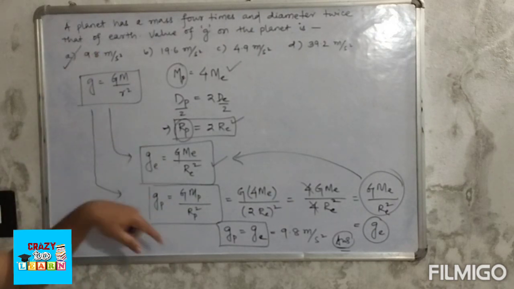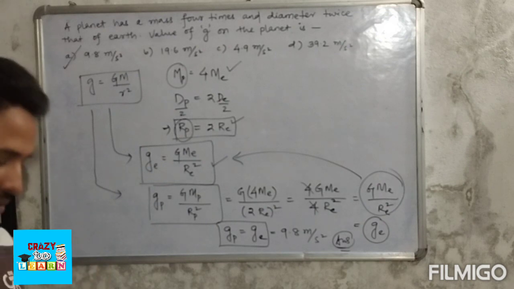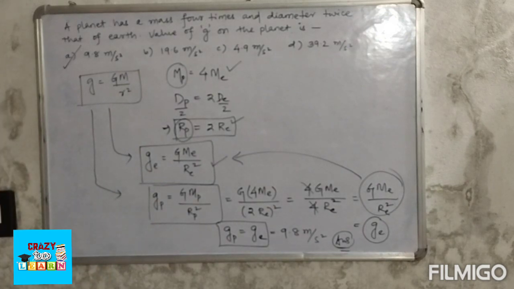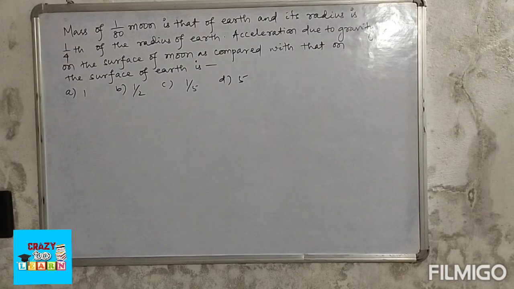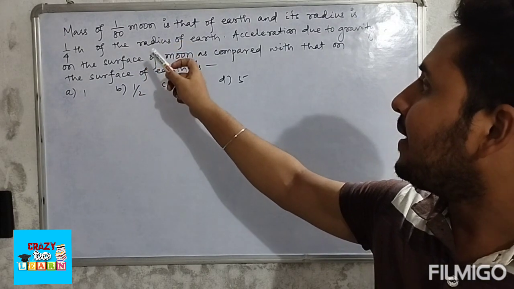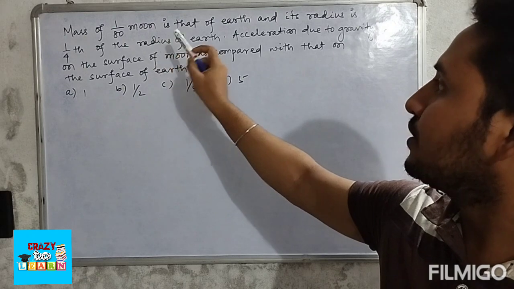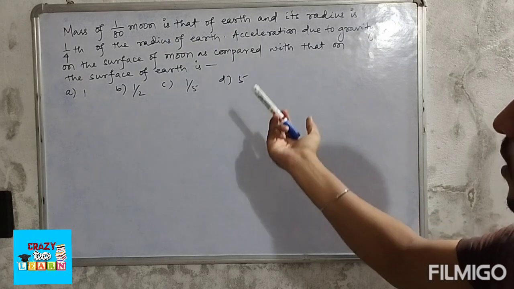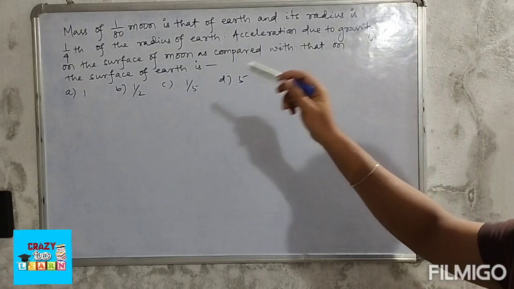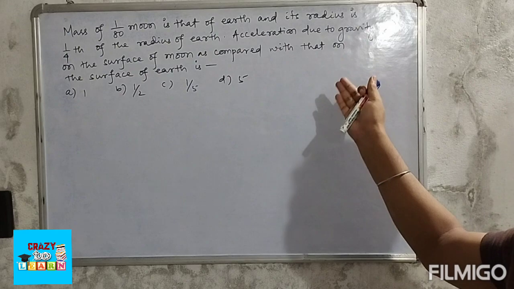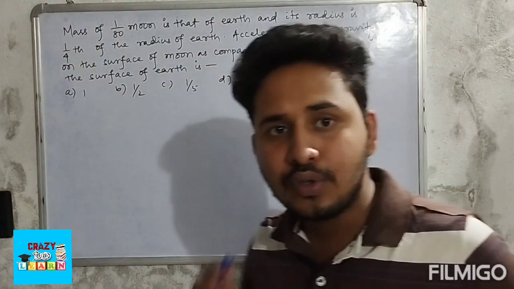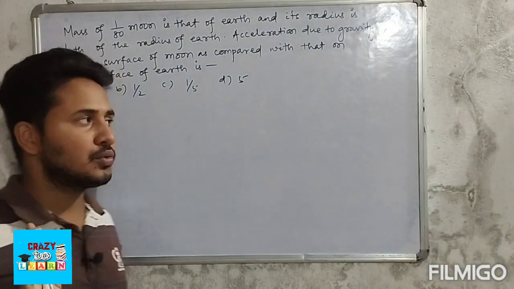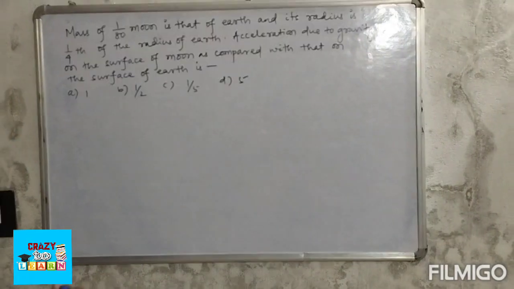Are you all clear about this question? Okay. Our next question is: the mass of the moon is 1/80 of that of Earth and its radius is 1/4 of the radius of the Earth. The acceleration due to gravity on the surface of the moon as compared with that on the surface of the Earth is? So this question is very similar to the previous question.